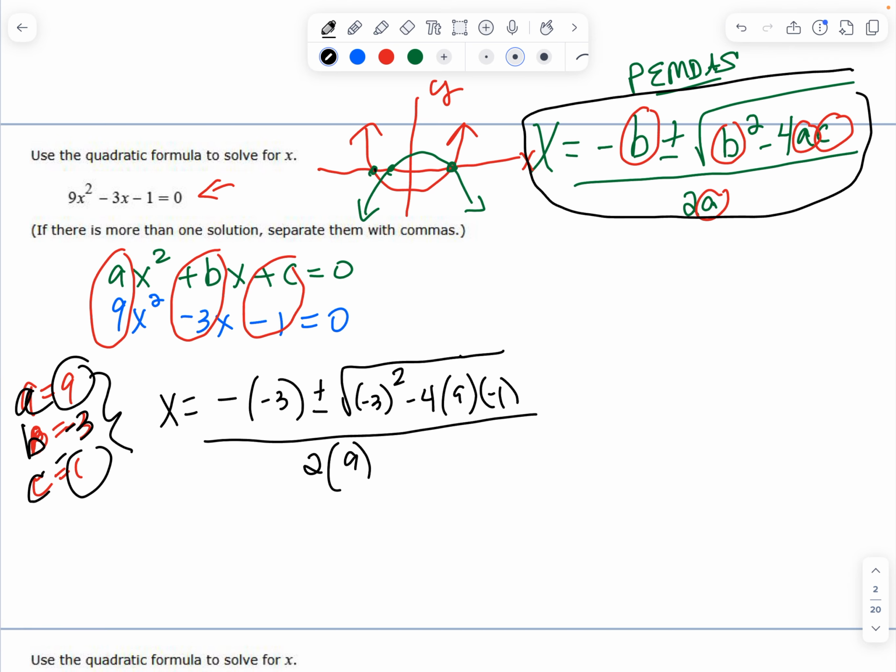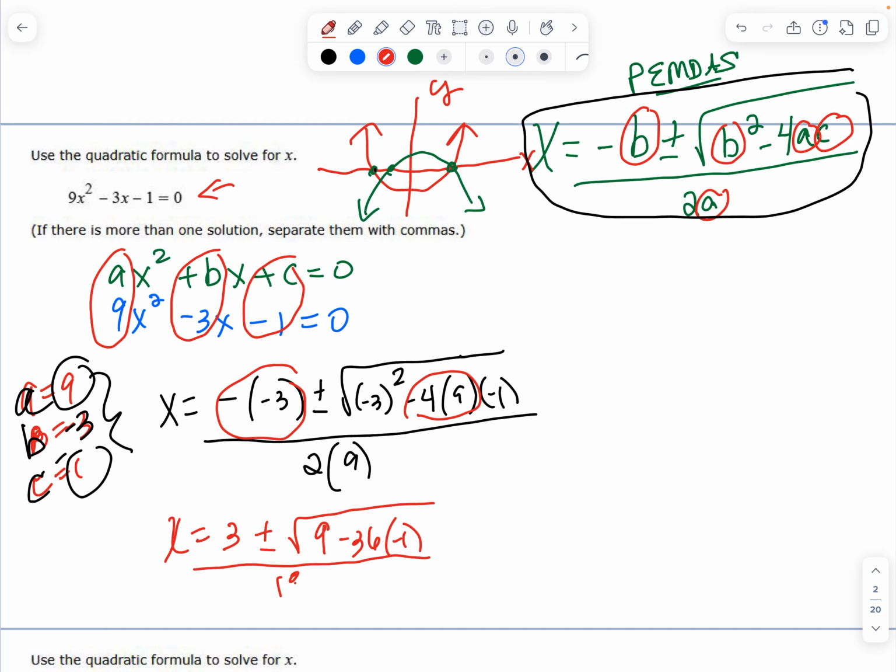All right, so now we're going to try to simplify this. So x is equal to, these two negatives make a positive 3, plus or minus the square root of, negative 3 squared is negative 3 times negative 3, which is 9. Negative 4 times 9 is negative 36. We still have negative 1. And down in the basement, 2 times 9 is 18.